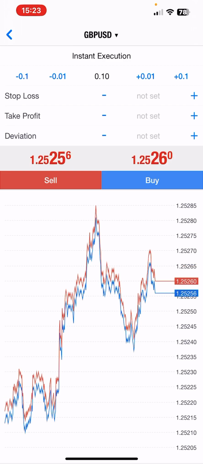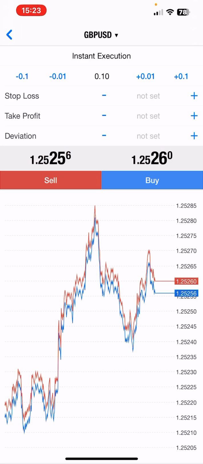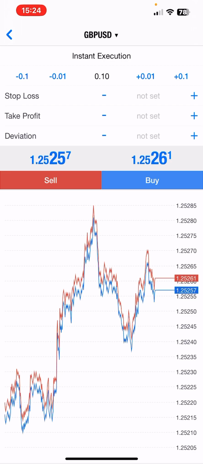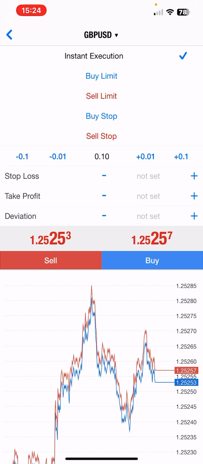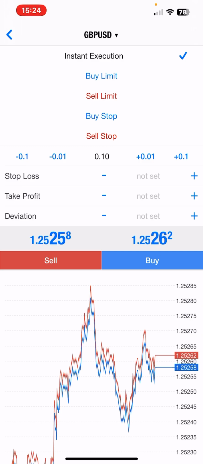To be able to place a lot size, you need to know which type of order you're going in with. Now we are going with instant execution. Instant execution means you're buying at the current market price. But if you're going with limit orders or stop orders, it means you want to buy at a specified price: you set the order and leave it for price to reach that level before the order is placed. So let's start with instant execution, which you can also call a market order.